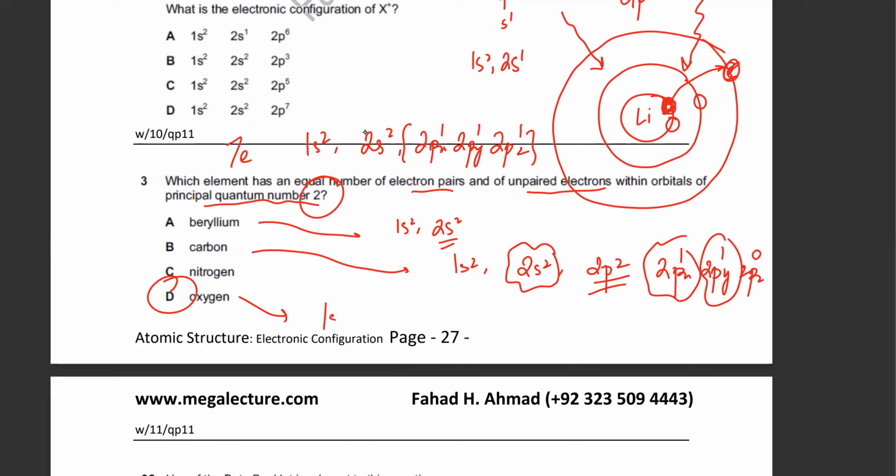Oxygen would be 8 electrons. So it's going to be 1s2, 2s2, and 2p would be 4. 2p4 means that there's px, py, and pz. Okay, this is the 2p. 2p4: 4 would be 1 each in each of the orbitals, and in the first one there would be 2. So now the total number of paired is 2 paired. I mean, you've got this one and this one, these are paired. And at the same time, there are 2 that are unpaired. So oxygen is the answer.